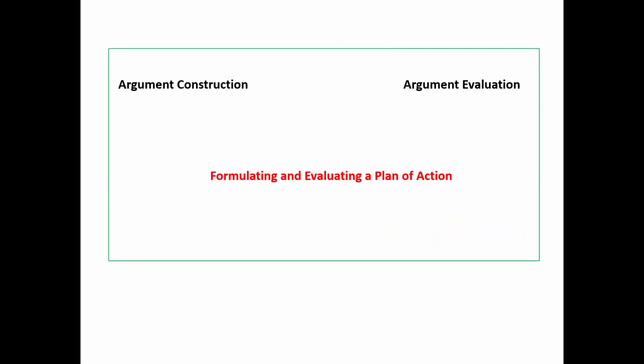So in CR, there are two major topics you have to cover. Covering these two topics means covering the entire critical reasoning. The first topic is argument construction and argument evaluation. And the second is formulating and evaluating a plan of action. These are the two major topics covered in critical reasoning. All the questions come under these two categories. First of all, I'm going to take you through argument construction and argument evaluation.